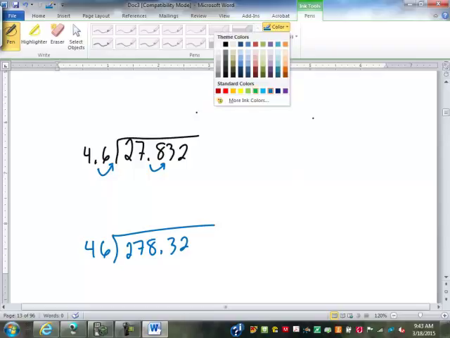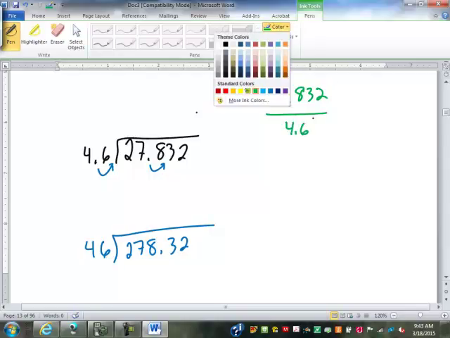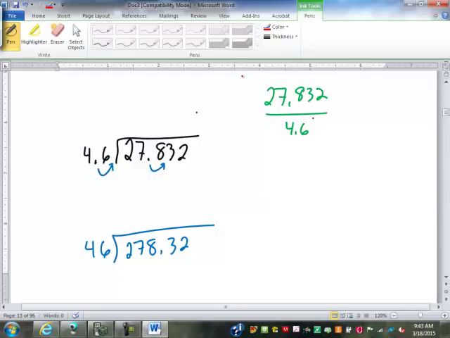Oh. Just because your 4th grade teacher said so, right? Well, remember, a fraction can be thought of as a division problem. A division problem can be thought of as a fraction. This can be thought of as 27.832 over 4.6. And in a fraction, I can multiply and divide the top and bottom by the same number, can't I?